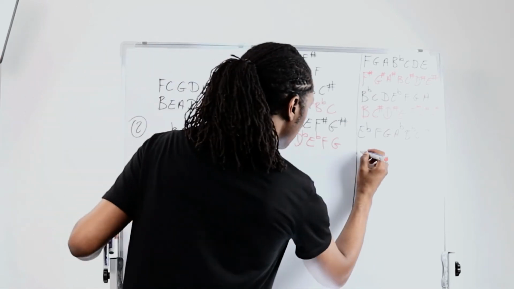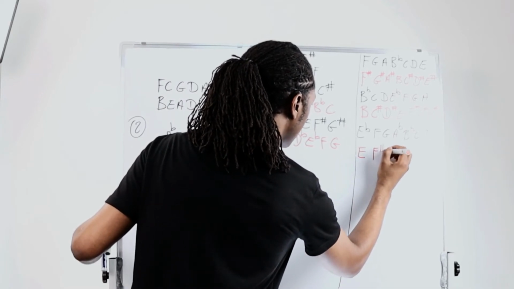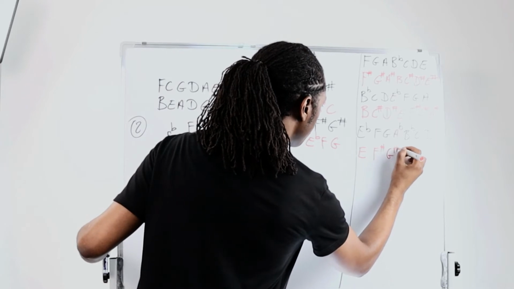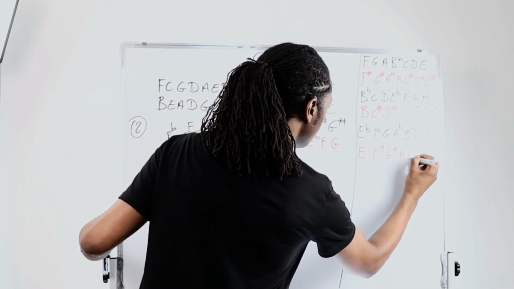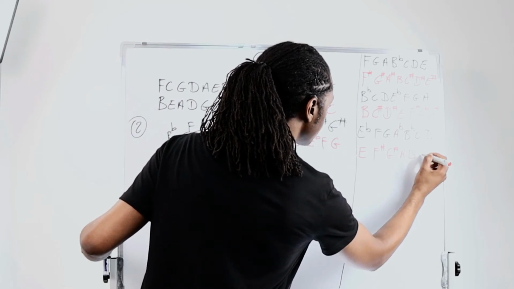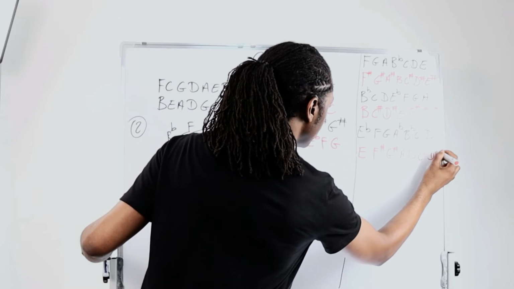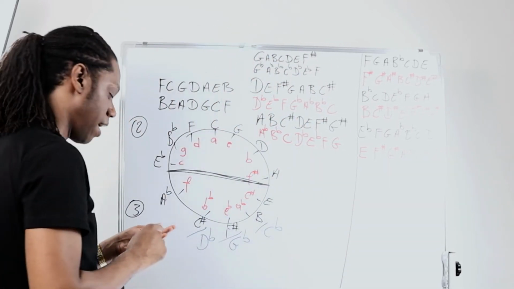Okay? So now we're going to have E, natural E, then F sharp, then we're going to have G sharp, then we're going to have natural A, natural B, then we're going to have C sharp, then we're going to have D sharp. Do we have 4 sharps? 1, 2, 3, 4. Yes, we have 4 sharps.